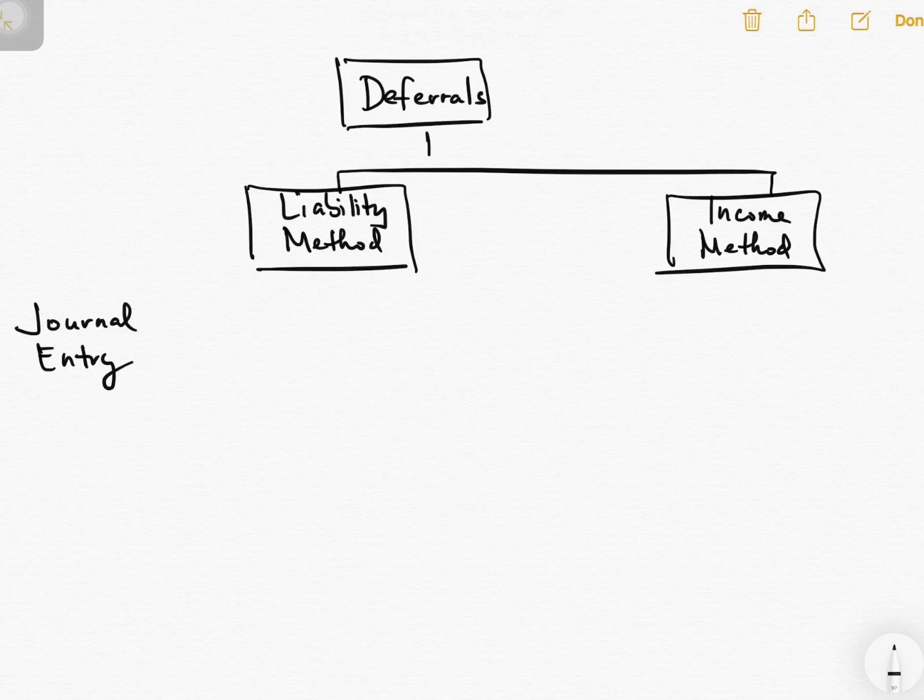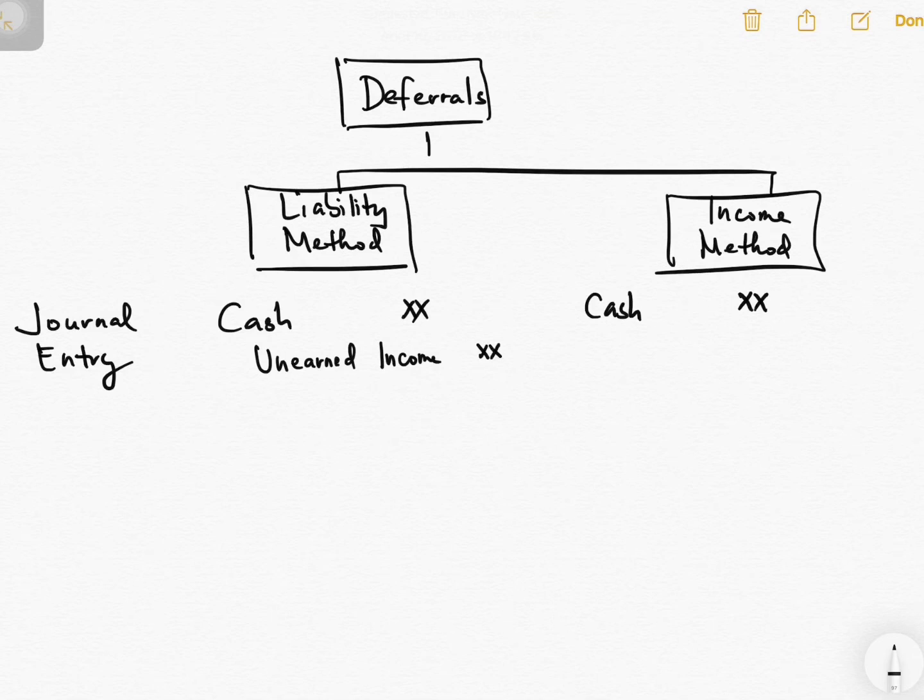deferrals under both methods. So in the journal entry, most of the time, you will be debiting cash in both cases. For the liability method, you will debit cash, whatever amount. And for the income method, you will debit cash, whatever amount. The difference is in the credit. Under the liability method, what you will be crediting here is a liability account, for example, unearned income.